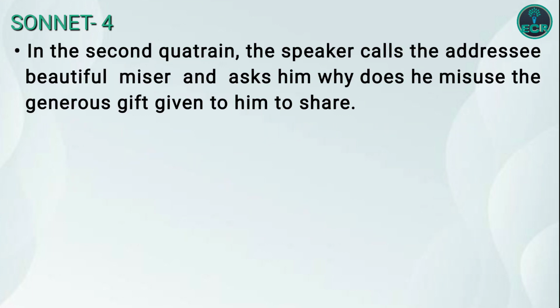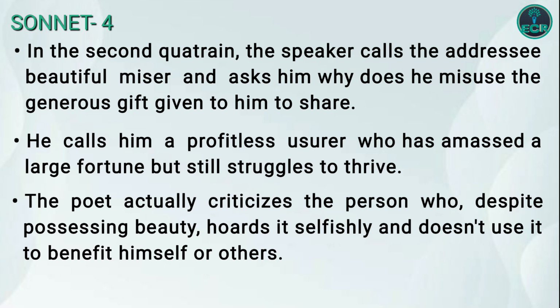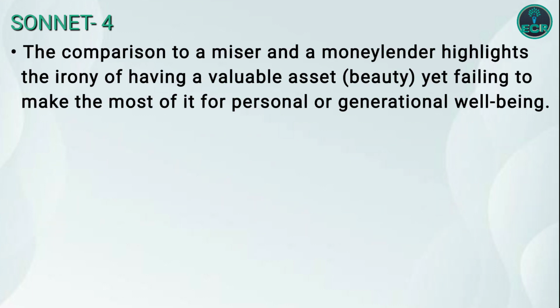In the second quatrain, the speaker calls the addressee a beautiful miser and asks him why he misuses the generous gift given to him to share. He calls him a profitless usurer who has amassed a large fortune but still struggles to thrive. The poet criticizes the person who, despite possessing beauty, hoards it selfishly and doesn't use it to benefit himself or others. The comparison to a miser and a moneylender highlights the irony of having a valuable asset yet failing to make the most of it for personal or generational well-being.